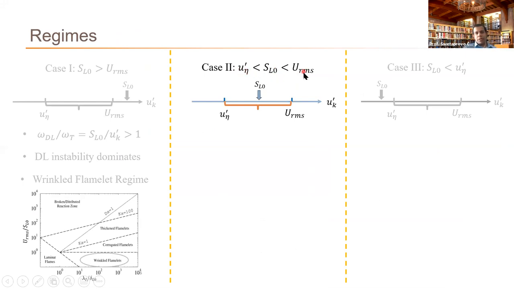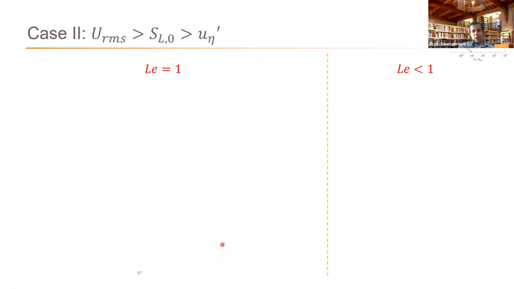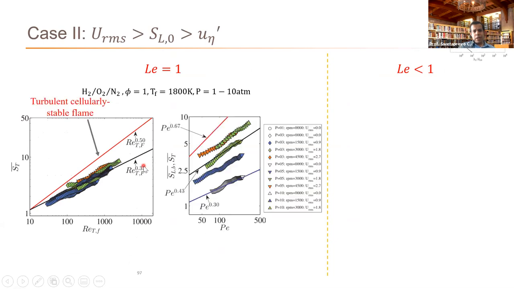Now, in the wrinkled flamelet regime, when the SL naught is between u prime at eta and URMS, then we find that the Darrieus-Landau instability and turbulence interact and a new exponent will emerge. Okay. So here we see that the Reynolds number exponent is about 0.33 and the corresponding Peclet number exponent is about 0.43 in this regime. So now we see that the turbulence is even further accelerating the flame. But still in this regime, it is lower than the 0.67 exponent that we found for pure turbulence.